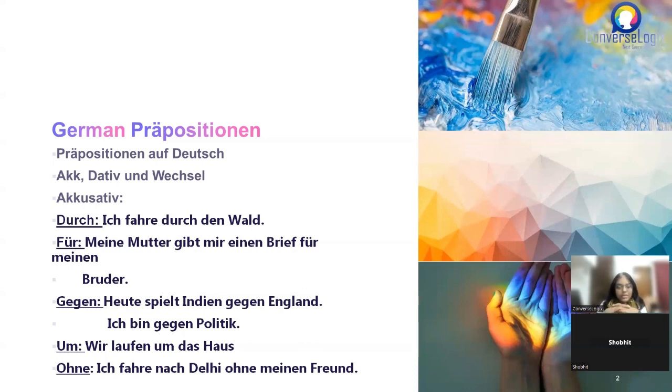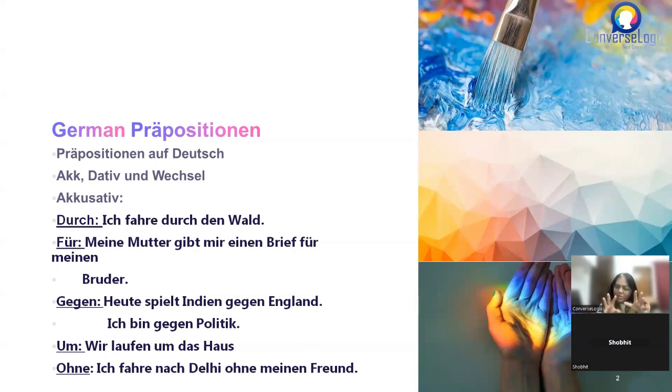Then the last is ohne. Ich fahre nach Delhi ohne meinen Freund. So ohne is without, and ohne is also ich trinke Milch ohne Zucker, for example. I take tea without sugar. Okay, ich treffe meine Mutter ohne meinen Freund. Okay, so anything without is ohne.